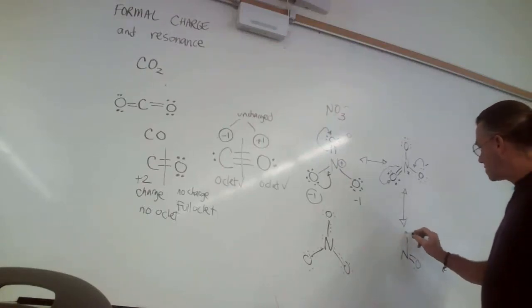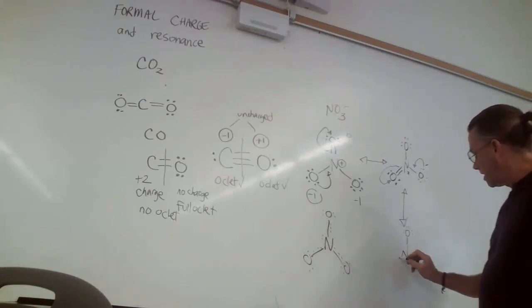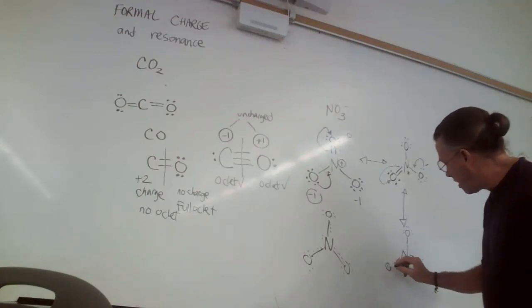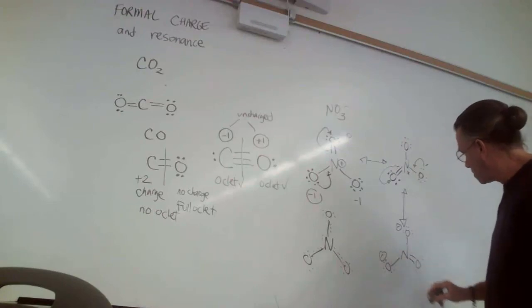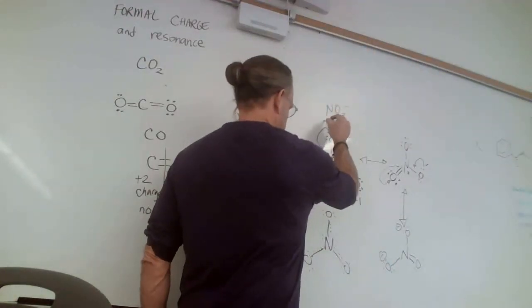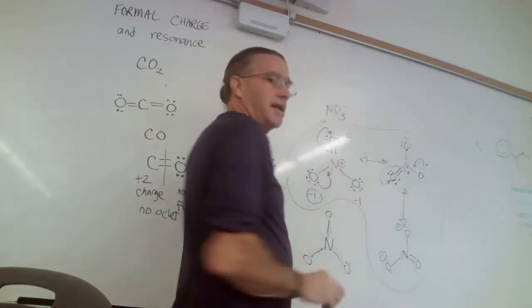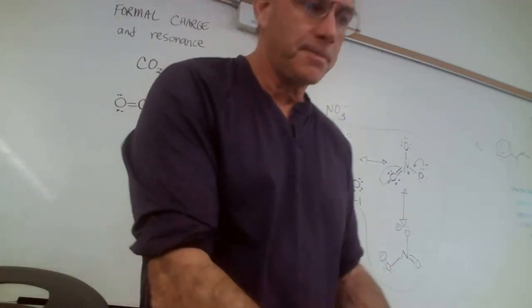Since it's the average of these structures, we call these resonance structures, and it agrees with reality. It's kind of a pain that you have to draw 3 different structures in order to represent one substance, but these are the 3 resonance structures for the nitrate anion, and they're all considered equivalent. Formal charge and resonance.